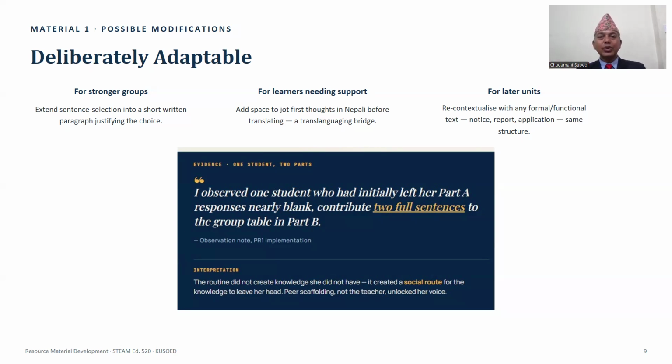Evidence, one student to pass. I observed one student who had initially left her part A responses nearly blank contribute full sentences to the group table in part B. Observation note, PR1 implementation. Interpretation: the routine did not create knowledge she did not have. It created a social route for the knowledge to leave her head. Peer scaffolding, not the teacher, unlocked her voice.